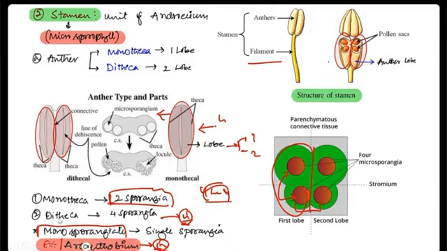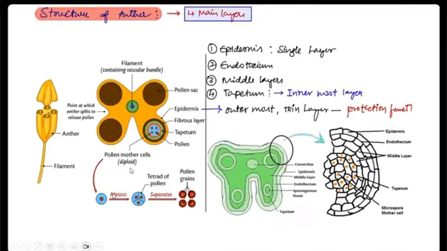Before going to the process of microsporogenesis, we can discuss the structure of anther. The structure of anther is mainly made up of four different layers: epidermis, endothecium, middle layers, and the last one is tapetum. These four layers have specific roles to play. The tapetum is the innermost layer, and the epidermis is a single, outermost layer of the anther.